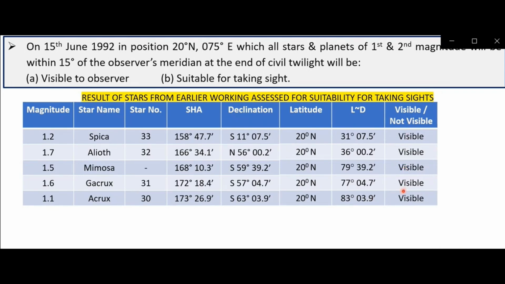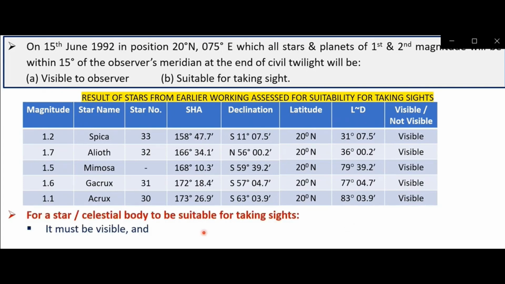Now, yes, they are visible to the observer. Are they suitable for taking sight or not? For a star to be suitable for sight, obviously it has to be above the horizon and visible, otherwise sight cannot be taken. And two, there should be some minimum altitude, and we have put a cap of 10 degrees. So it must have altitude of more than 10 degrees.